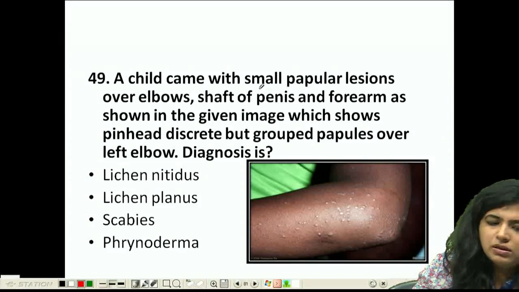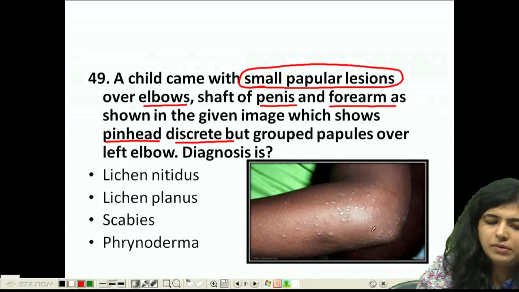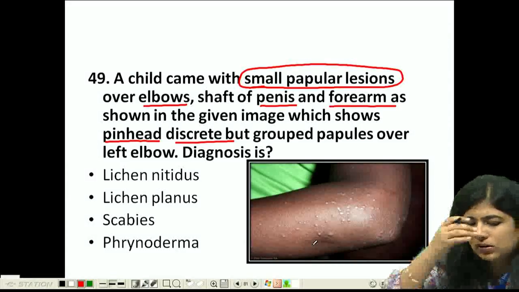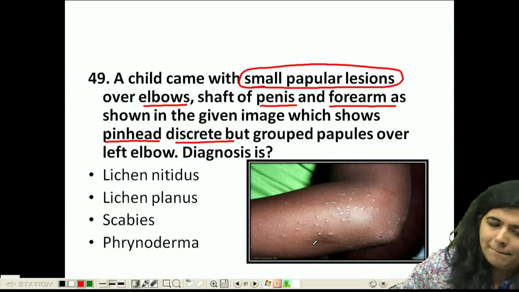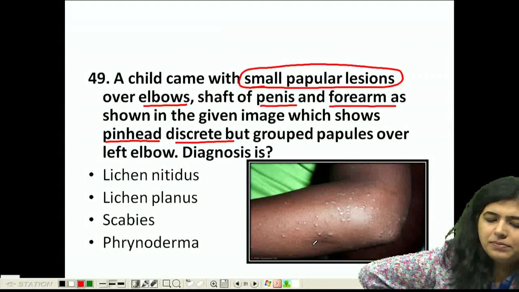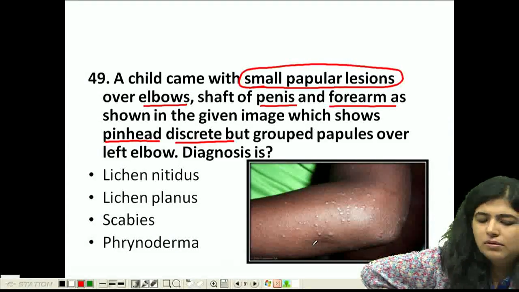A child came with small papular lesions, elbow, penis, forearm, pinhead, discrete. What is the diagnosis? Yes, tell me. It's a good question. You know it, you know it. Tell me.